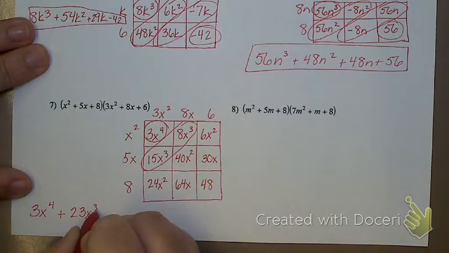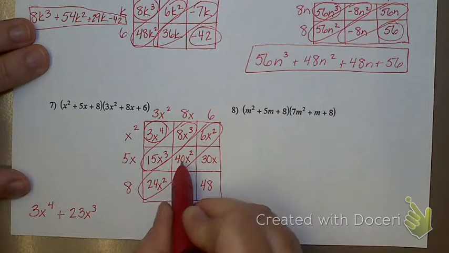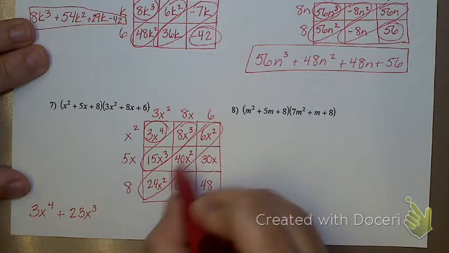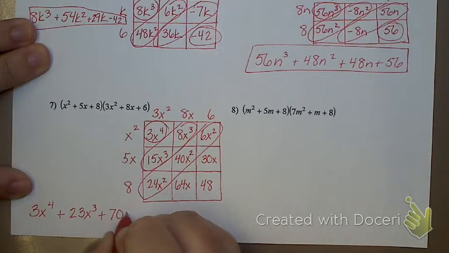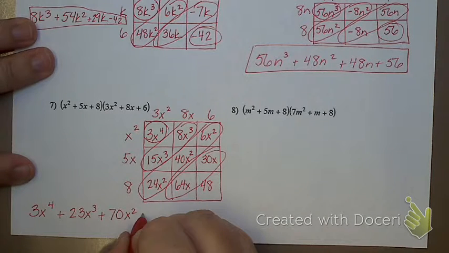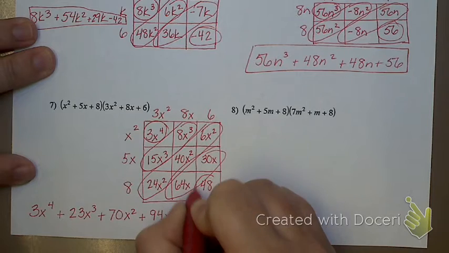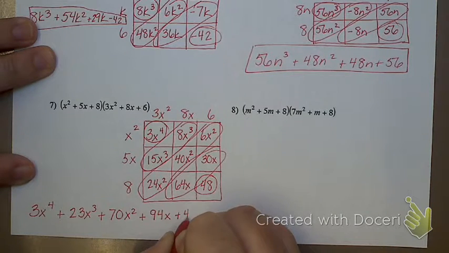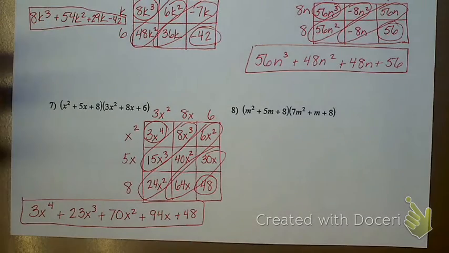23x to the 3rd. And then these guys, I might need to get my calculator here. 24, 40, and 6. Well, I know 24 and 6 is 30, and 40, no calculator needed. 70x squared. 64x and 30x, that would be 94x. And then lastly, plus 48. That one's a long, ugly answer, but the box sure helps me organize myself.